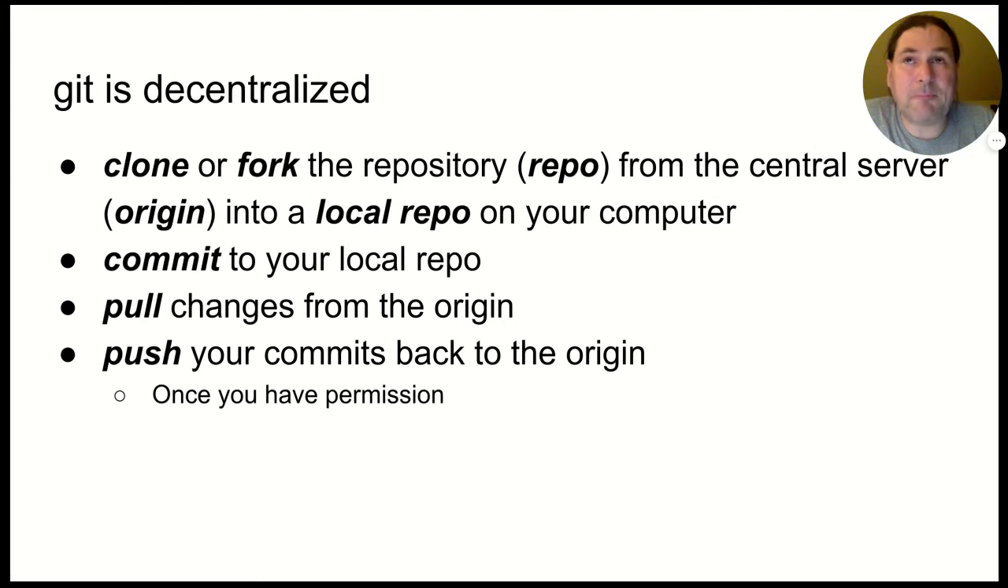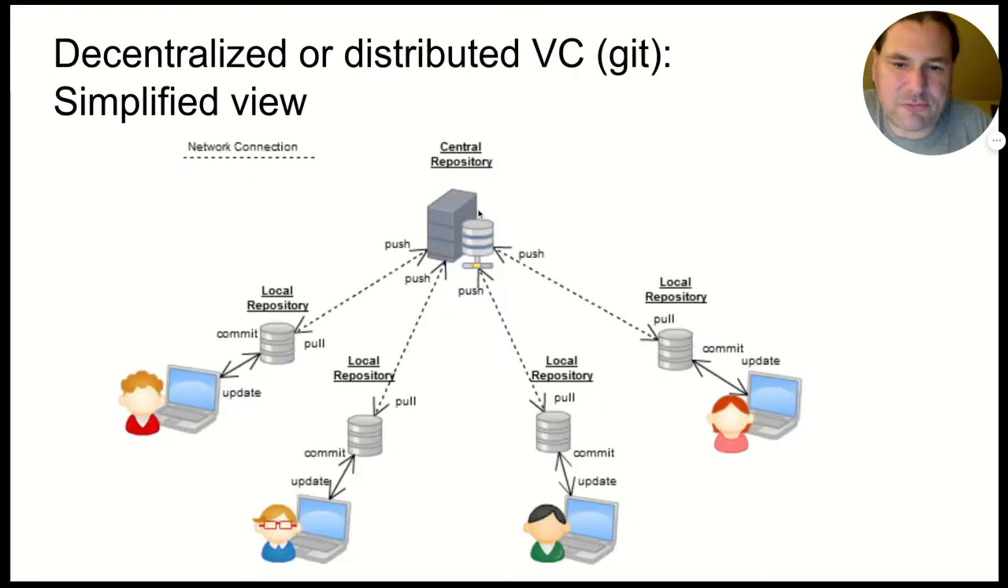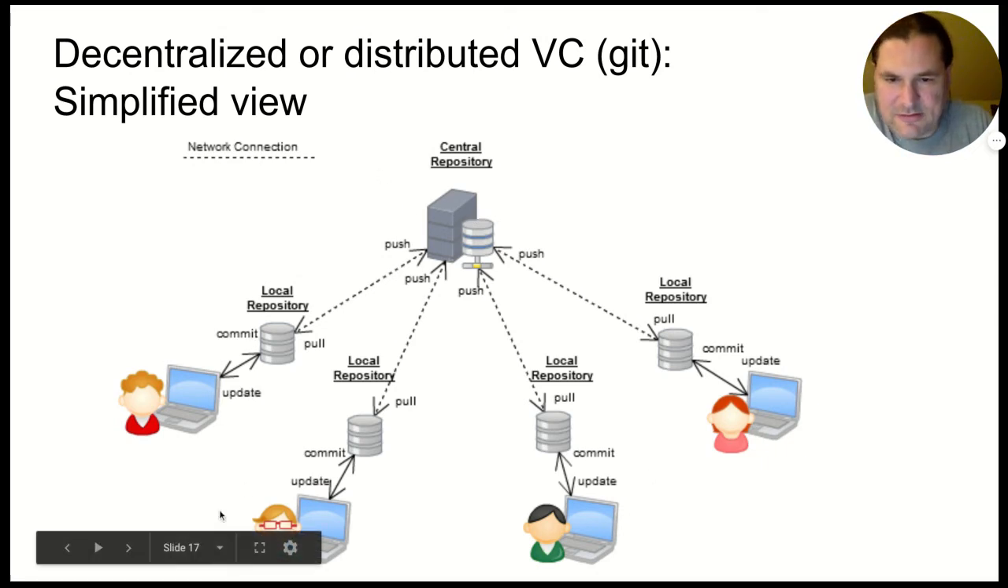But if you don't want to, you don't have to. Like you can still just have your own local repo and commit to that and make branches and do whatever stuff you want. It's a full-fledged Git repo at that point. So here's the sort of simplified view of this decentralized or distributed model. We've got our same set of developers. They're going to go ahead and clone their own local repository. They can commit to their local repo, and they can pull any changes that show up in the central repo, and then they can push to the central repo as well.